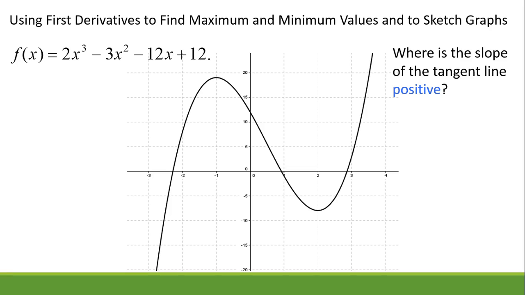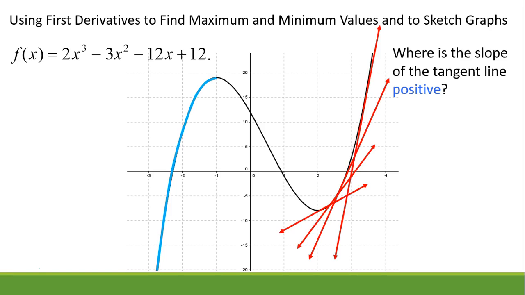Where are the slopes of the tangent lines to this curve positive? Well, there are lots of tangent lines that we could draw that have positive slopes. In fact, all along the part of this curve that we've marked in blue, we could draw tangent lines that have positive slopes. And in fact, over here, we could also draw tangent lines that have positive slopes. So anywhere along this part of the curve that's marked in blue, we have tangent lines with positive slopes.